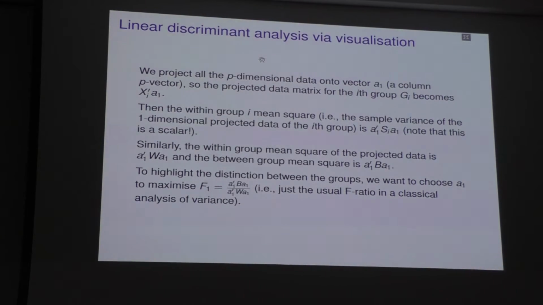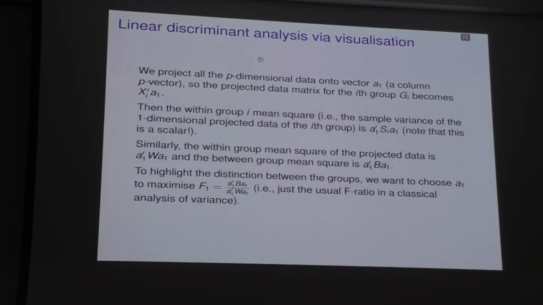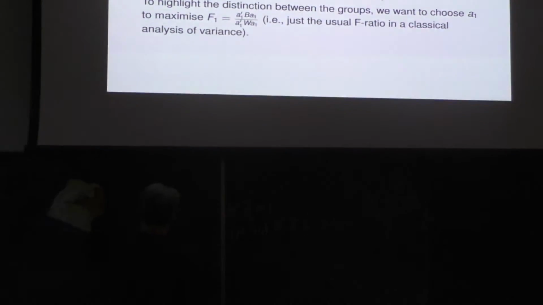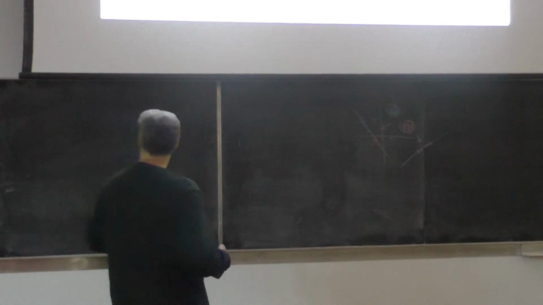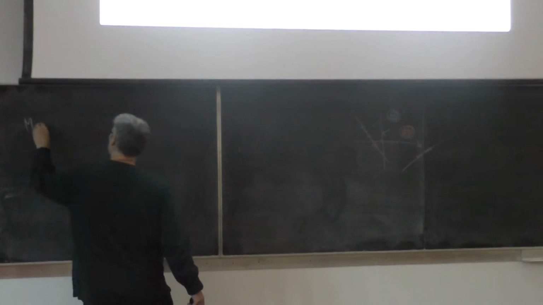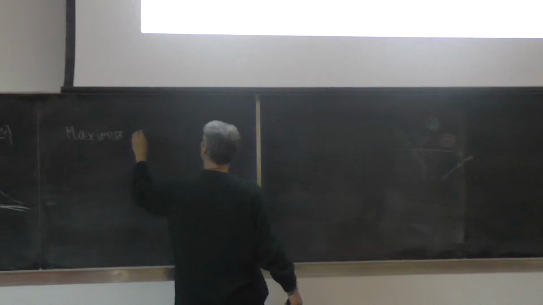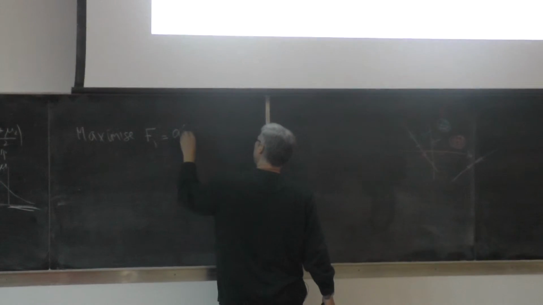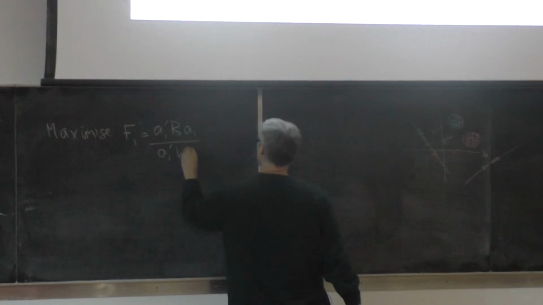So rather than go through slides, I'll do it on the board again, since I can remind you once again a little bit about how Lagrange multipliers work. So we're trying to choose a vector a which maximises this ratio. So maximise F, a dash B a over a dash W a.